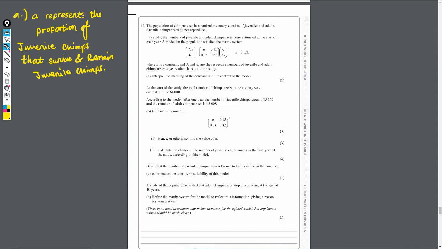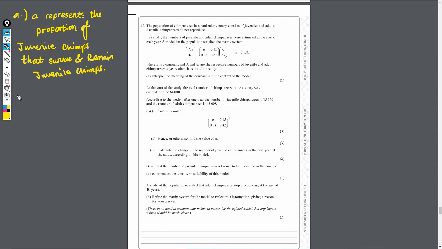Part B, so we're given a bit more information. We're told at the start of the study the total number of chimpanzees in the country was estimated to be 64,000, and then according to the model, after 1 year the number of juvenile chimps is 15,360 and the number of adult chimpanzees is 43,008. So we have to find, in terms of A, the inverse of this 2x2 matrix here.